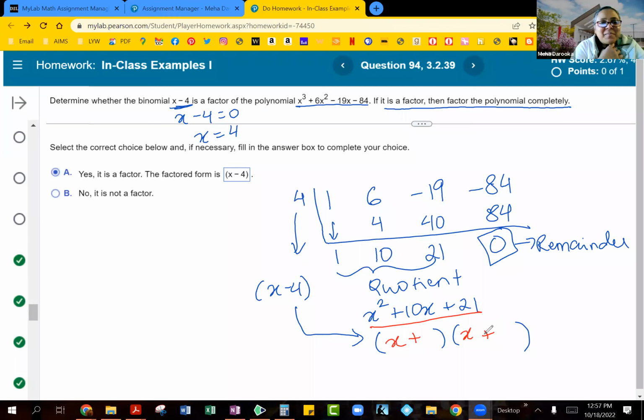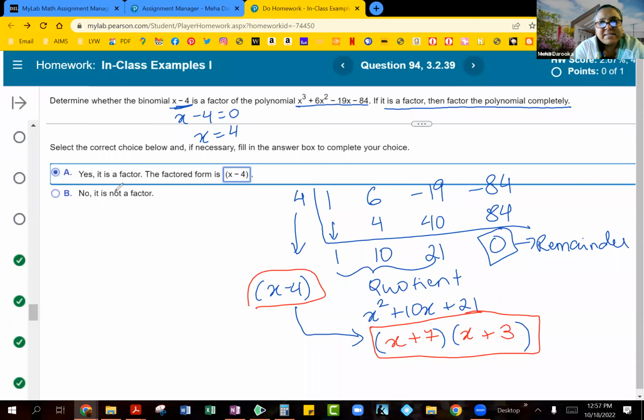Yeah, perfect. Maria and Della, very nice. Yeah, 7 times 3 gives us 21. And when we add 7 and 3, we get 10. So these 3 put together become our factors for the entire polynomial over here. So we already have x minus 4 in here. Now let's go ahead and put x plus 7 and x plus 3. And that will be your factored form.